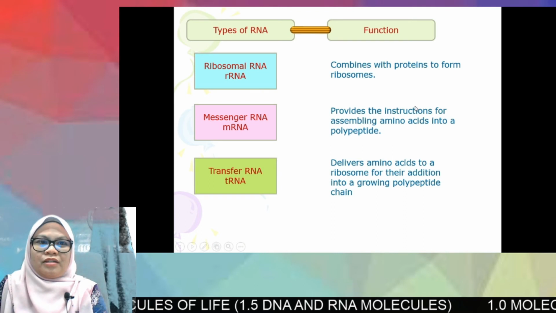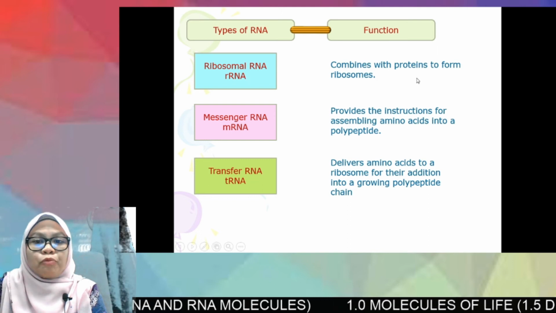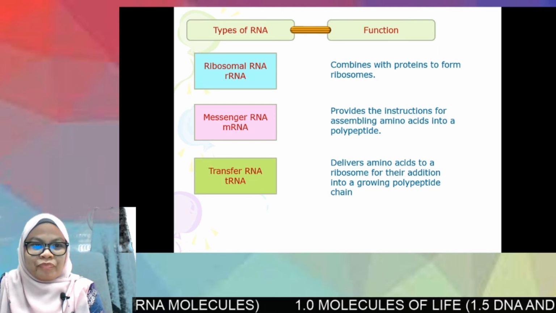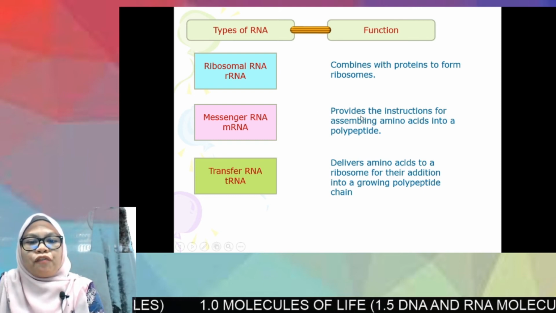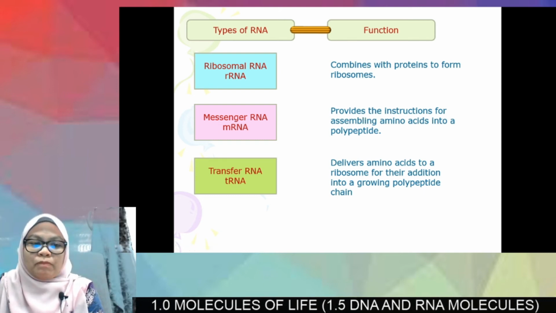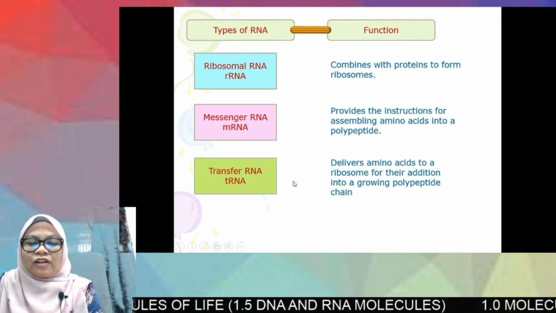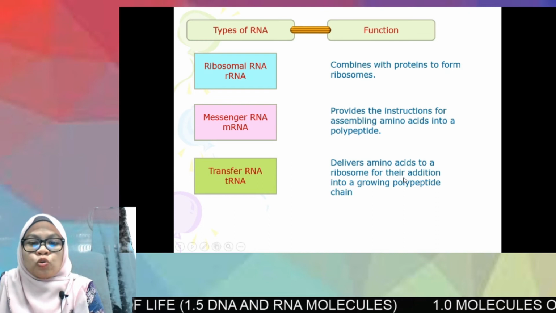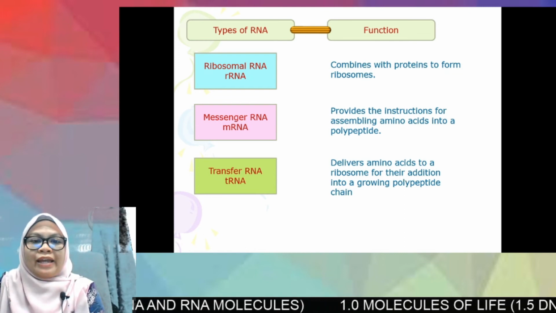Types of RNA. We have rRNA. The function is to combine with protein to form the ribosome. Messenger RNA's function is to provide the instructions for assembling amino acids into a polypeptide. Number 3, transfer RNA, which is tRNA. The function is to deliver amino acids to a ribosome for their addition into a growing polypeptide chain.